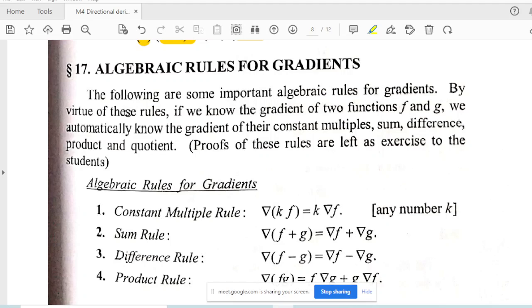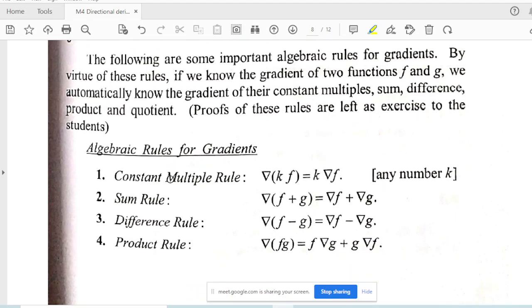In the same way, for gradients there are certain algebraic rules. When we say algebraic rules, first we have the constant multiple rule. That is, del of k into f. Okay, k is the constant. We are multiplying k by f. Then del of kf is equal to k into del f.